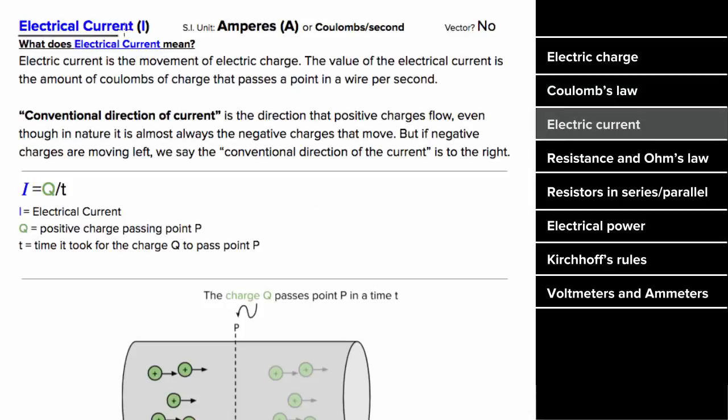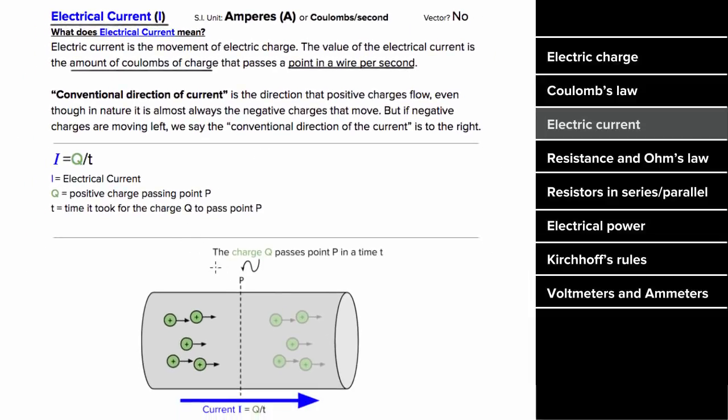The electrical current I tells you the amount of coulombs of charge that passes a point in a wire per second. So if you watch some point in a wire and you count how many coulombs of charge pass by that point per second, that would be the current. Or in equation form, the current I is the amount of charge that flows past a point in a wire per time. This gives the units of I as coulombs per second, which we abbreviate as an ampere.